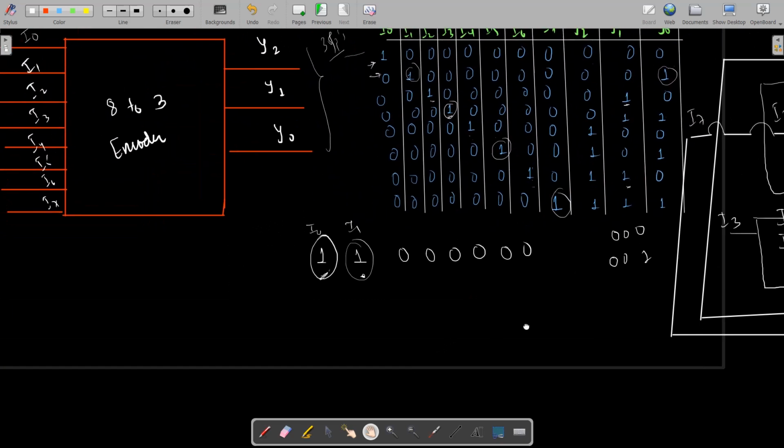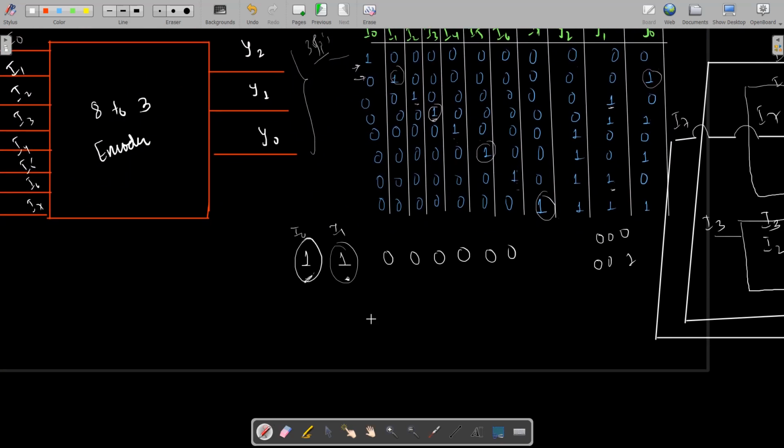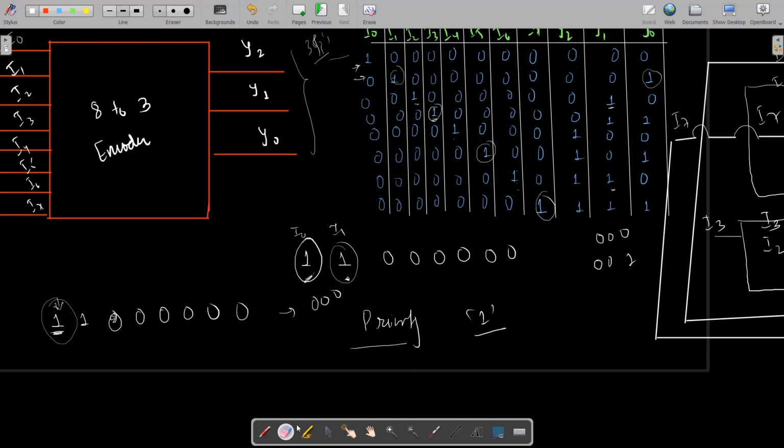The priority encoder gives priority to whichever 1 comes first from the MSB. That is, if the MSB value is 1 and takes the priority, my output will be nothing but 0 0 0. That means I need to draw a table again. That modification I will be drawing over here itself. So the table would be something like this.